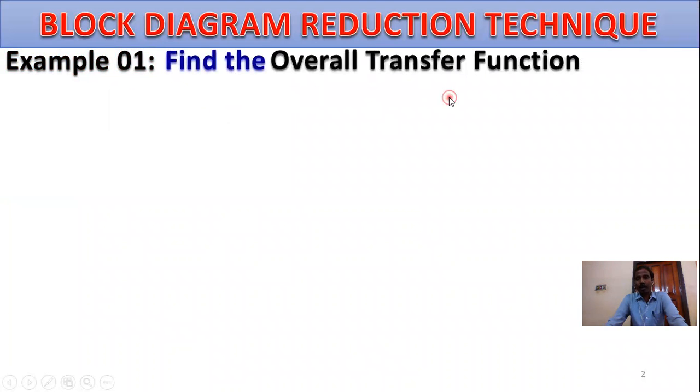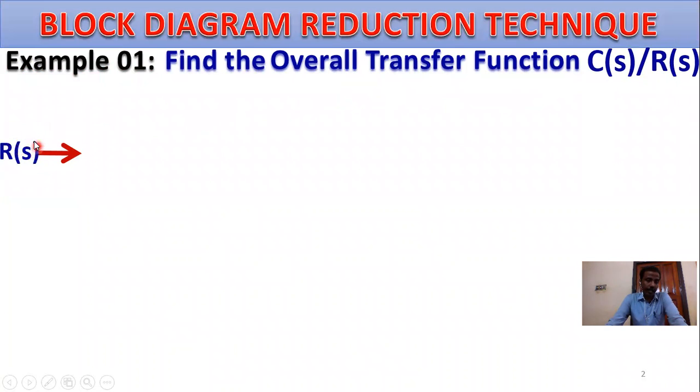Find the overall transfer function C of S divided by R of S, where C of S is called the controlled output and R of S is called the reference input. This is the Laplace transform of output divided by the Laplace transform of input, and all initial conditions are zero. So this ratio is called the transfer function. What is the problem?